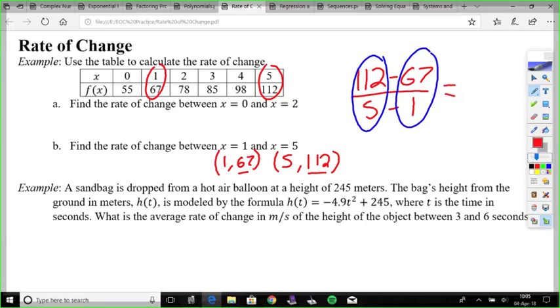So 112 minus 67, geez, I'm trying to do this in my head. 112 minus 67, 12 and 38, 49? No, definitely not 49. Man, I don't know. I'm trying to do it in my head real quick, and it's not coming to me.